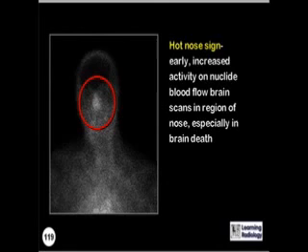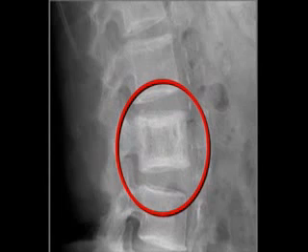This is the hot nose sign, representing early and increased activity on a radionuclide blood flow brain scan in the region of the nose, especially in individuals with brain death. What is the descriptive term for this appearance?